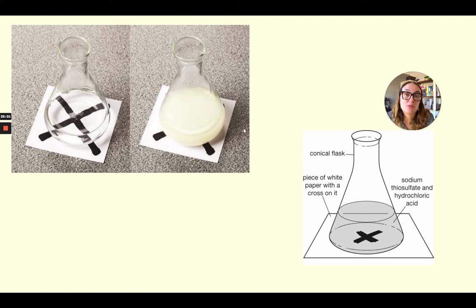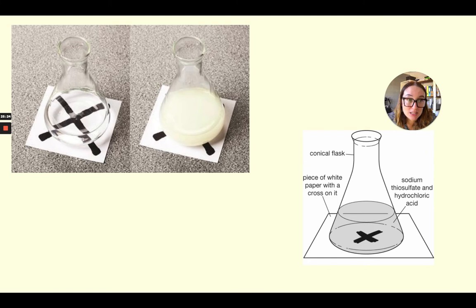Now this reaction is a precipitation reaction. So what happens is your solution gets more and more cloudy. And you stop your stopwatch when you can no longer see the cross at the bottom through your solution. And that shows you how quickly the precipitate is being formed. And you could repeat that reaction with different concentrations to see if there is a different speed.